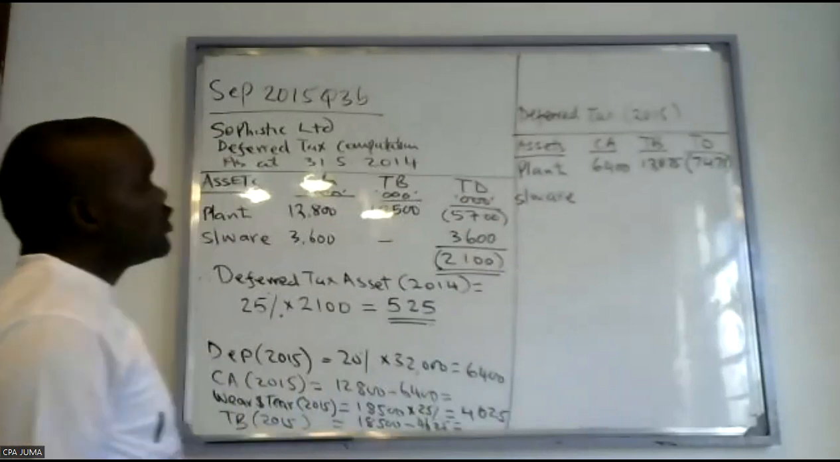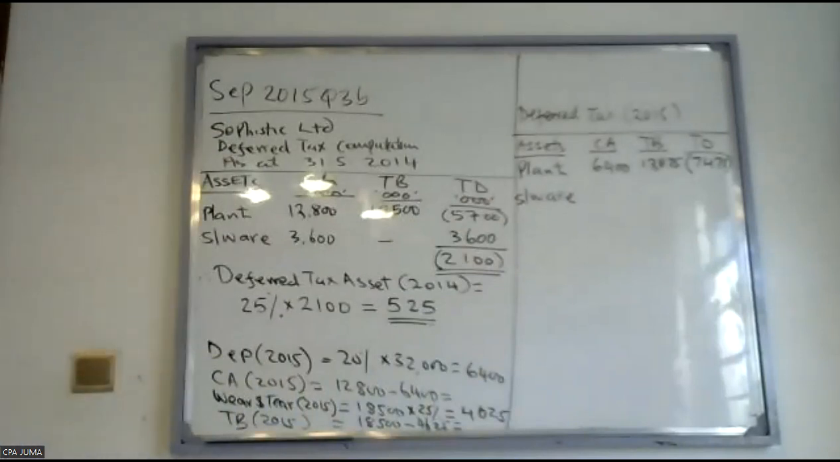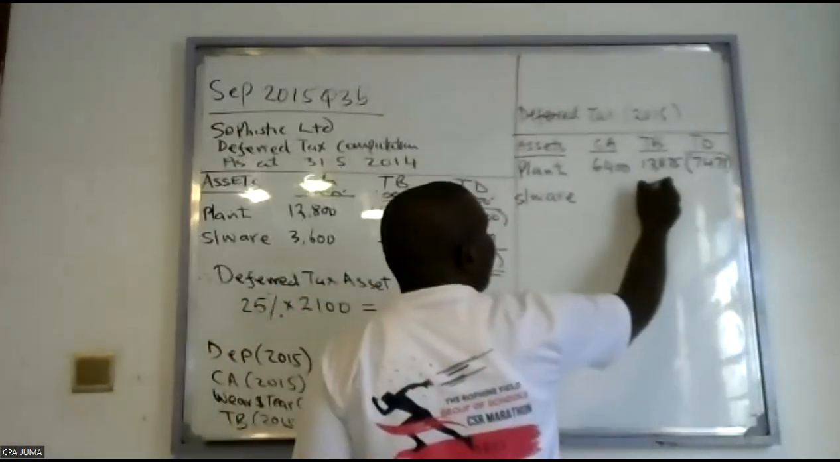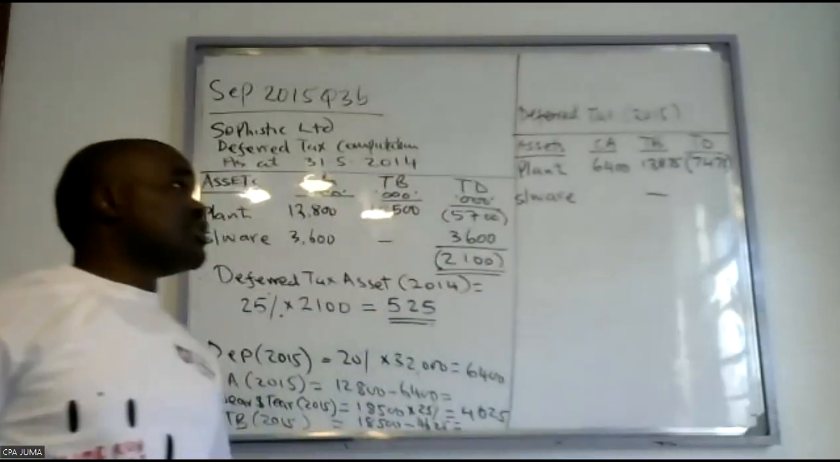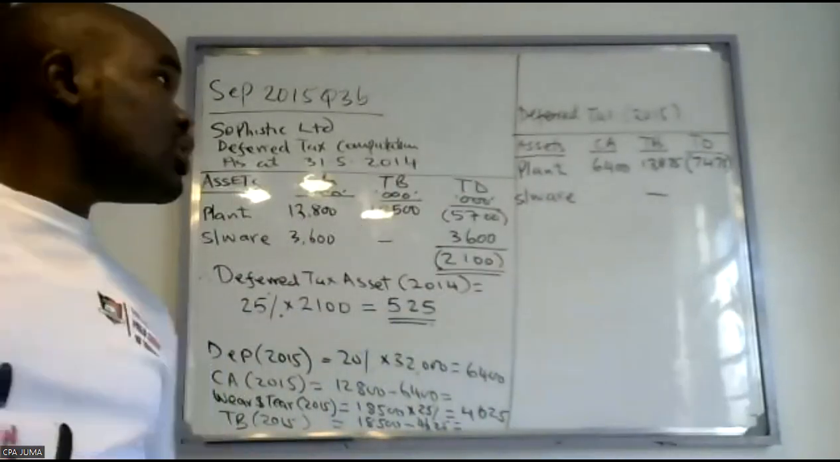Right. Let's go to the software. Software, of course, tax rate is 0. The amount was already allowed for tax purposes. So you have 0 throughout.